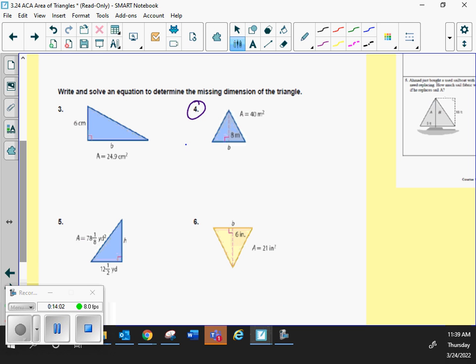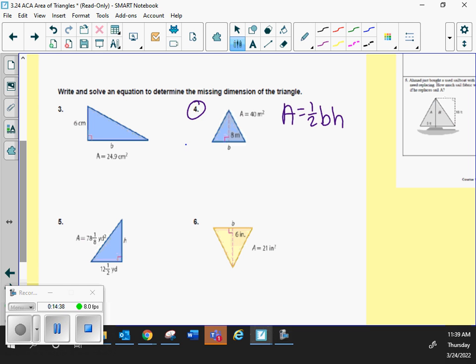Okay? So it says, write and solve an equation and determine the missing dimension. I see that it gave me the area, but it did not give me the base. We had something similar yesterday. Just like yesterday, we always start with our formula. Class, we always start with our formula. What is that formula? A equals 1/2 BH. Please put your full effort into this. Okay, thank you. So it is A is equal to 1/2 BH. Copy that down.